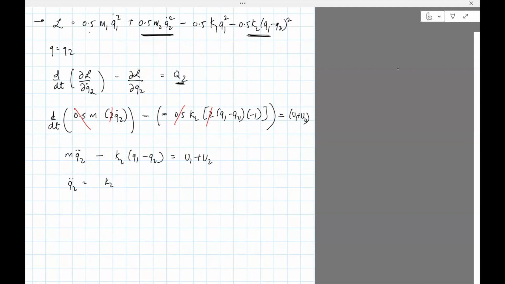k2 q1 divided by m2, this should be m2 by the way, minus k2 q2 divided by m2, plus u1 divided by m2 plus u2 divided by m2.